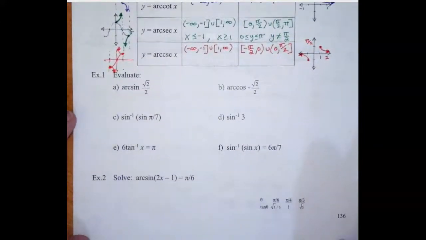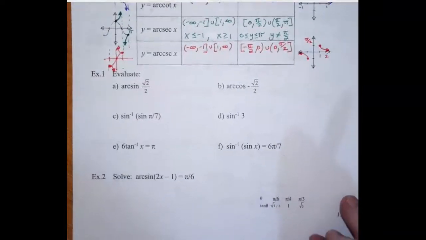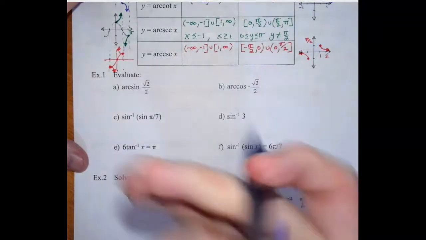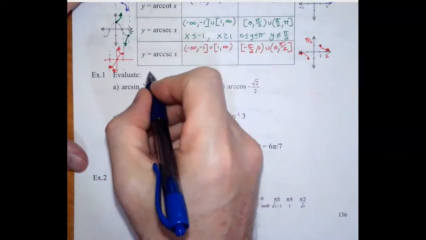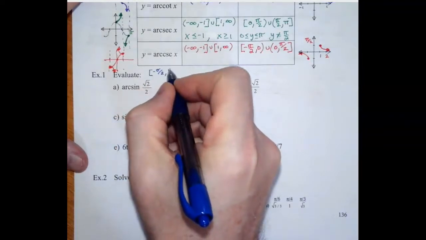So that was a lot of introduction, actually. We want to go backwards, but we also need to think about the domain and the range. So arc sine. The first thing you want to think about there is that we need to stay between negative pi over 2 and pi over 2.